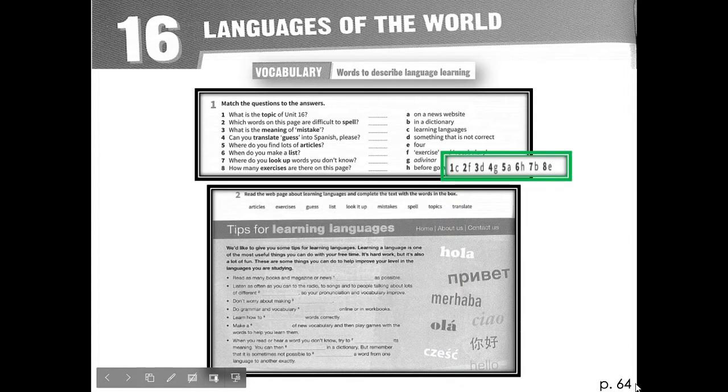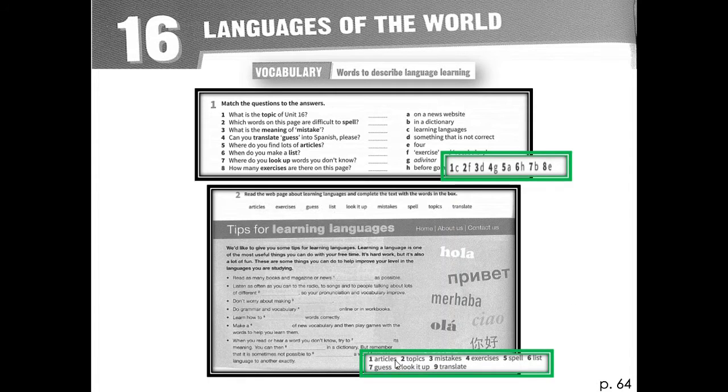We'd like to give you some tips for learning languages. Learning a language is one of the most useful things you can do with your free time. It's hard work, but it's also a lot of fun. These are some things you can do to help improve your level in the languages you are studying. First one is read as many books and magazines or news. News are always in articles, right? News articles as possible.